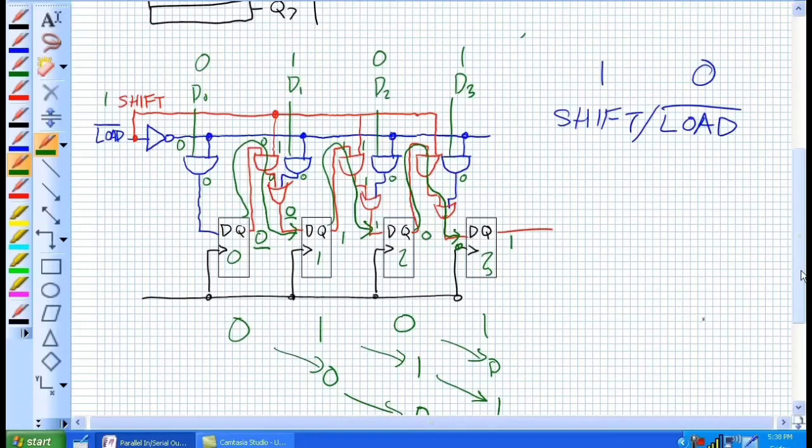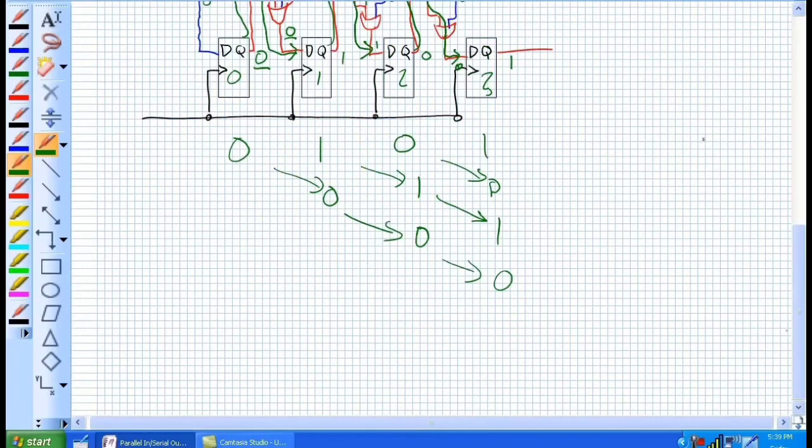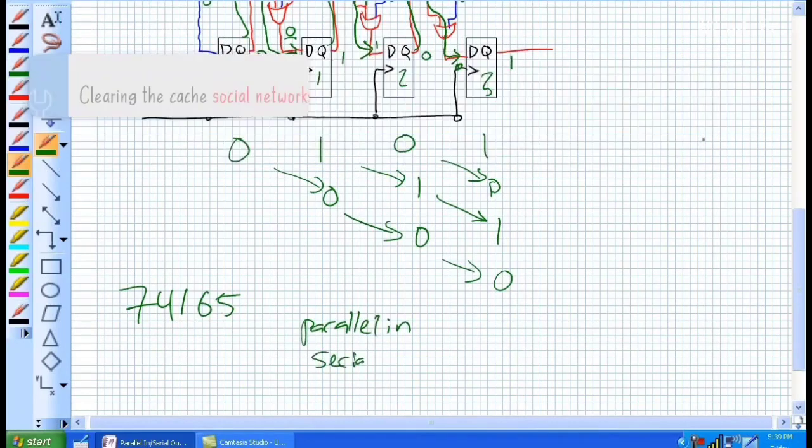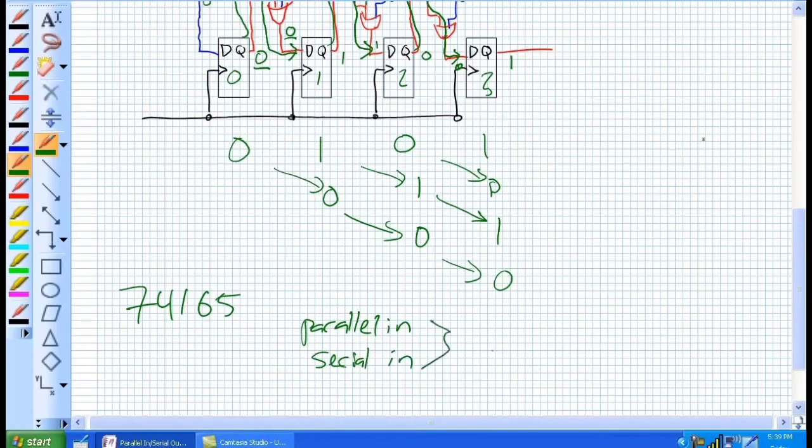Okay. Let's talk about one device in particular, the 74165. That's an 8-bit parallel input serial output shift register. And additionally, it can also act as a serial in, serial out shift register. So that's a parallel in and a serial in. Serial out shift register. And that's 8 bits.